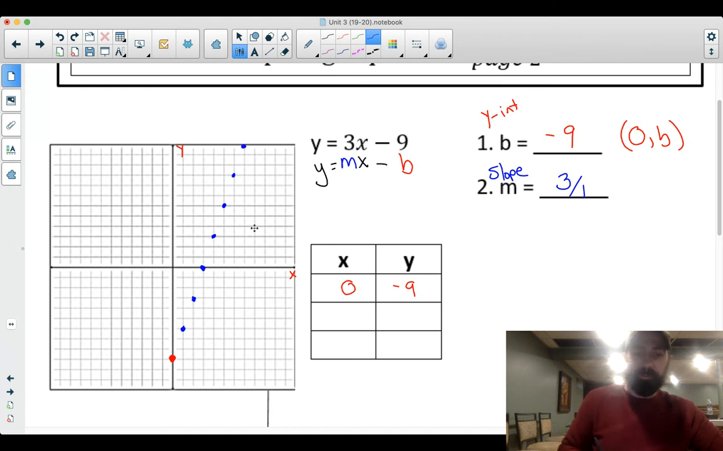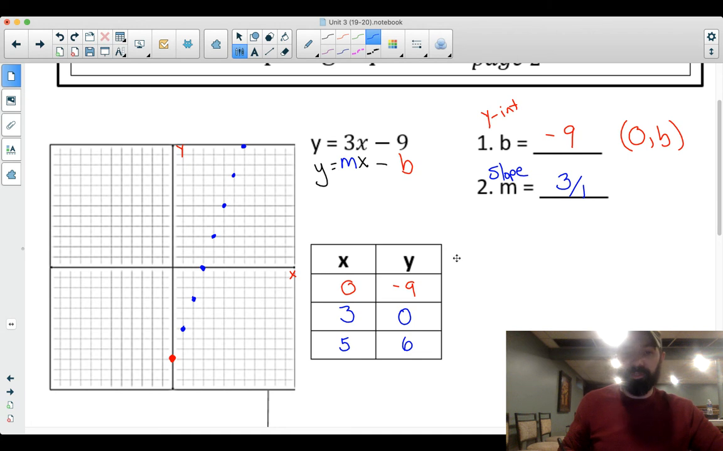Let's pick a point. Let's try this point here, and let's count it out. My x is 1, 2, 3. So my x is 3. And I don't go up or down, so it's 0. So I do 3, 0. Let's pick another point, random point. Let's pick this one up here. 1, 2, 3, 4, 5 on the x. Let's count up. 1, 2, 3, 4, 5, 6.